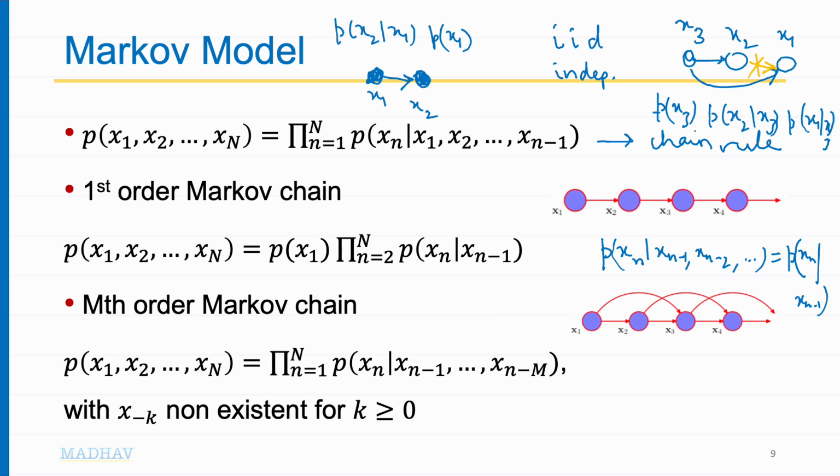Okay, now tell me what is the most general graphical representation for 4 random variables, x1, x2, x3, x4. Just draw it on your notebook. Done?